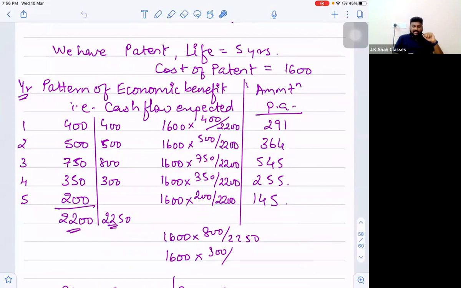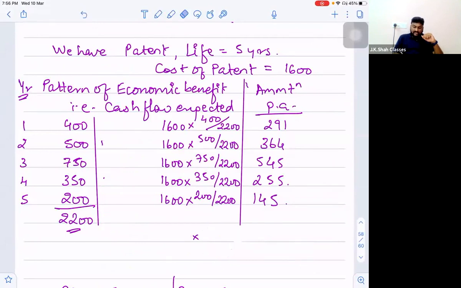And the pattern of economic benefit is given to you. The pattern of economic benefit is nothing but your cash flows. Means every year, what amount of cash flow is expected from the asset. So we say in year 1, 400 rupees we are expecting. In year 2, 500. Year 3, 750. Year 4, 350. Year 5, 200. And total benefit that we are expecting is 2,200 over a period of 5 years.